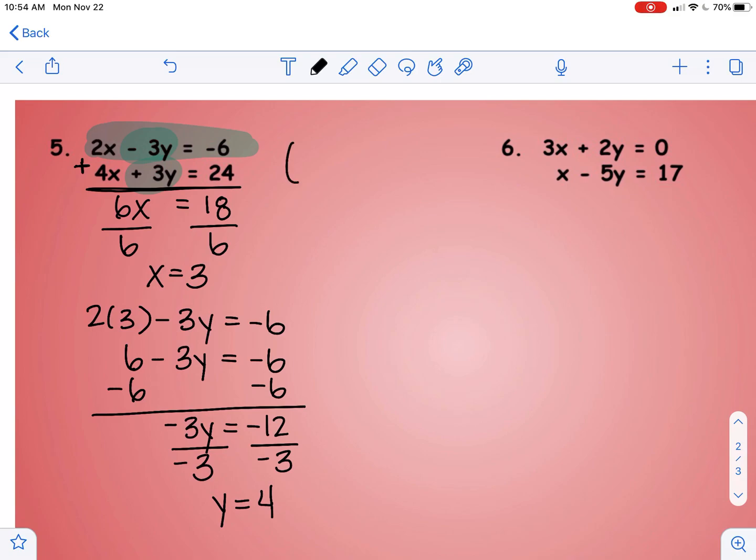So from here, I write my answer as that ordered pair. So I've got an x of 3, a y of 4, and that is your answer.